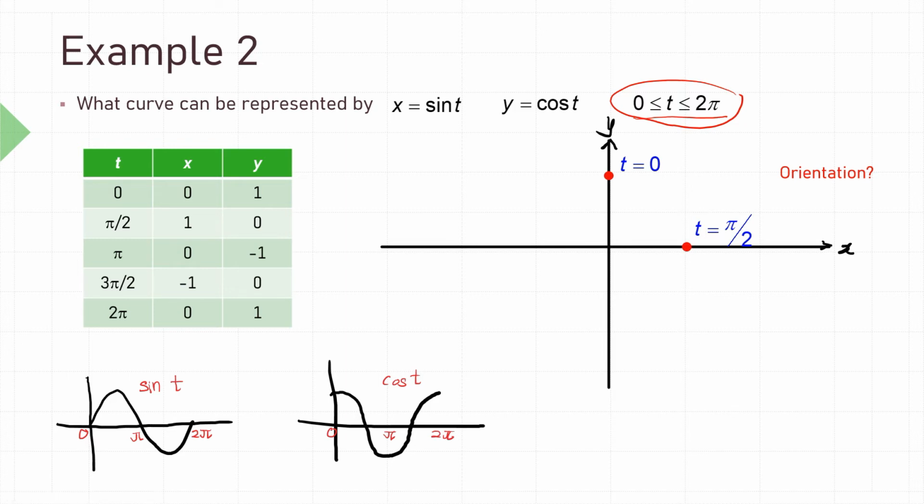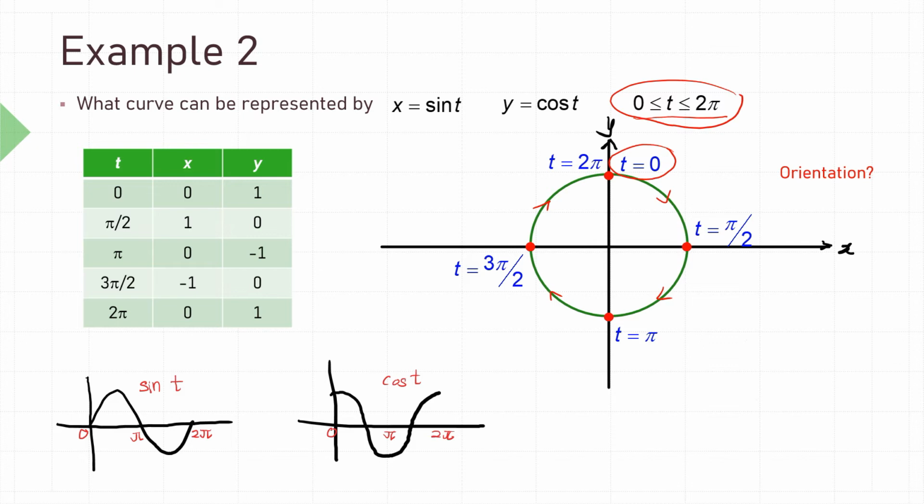Next, we move to t equal to pi, which is 0, negative 1, so we have that point. Next, when t equals 3 pi over 2, we got negative 1, 0. And finally, when t equals 2 pi, we have 0, 1, which is this point. So when we plot this, it's actually a circle. But what is the orientation? It starts from t equal to 0 here, goes to this, goes to this, and finally goes back to t equal to 2 pi.